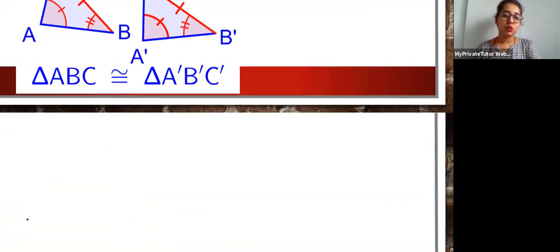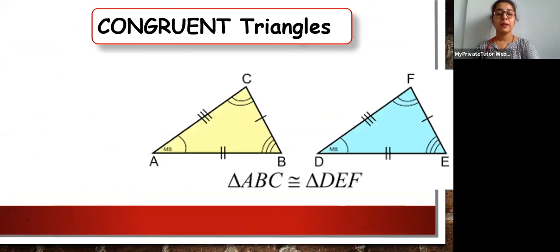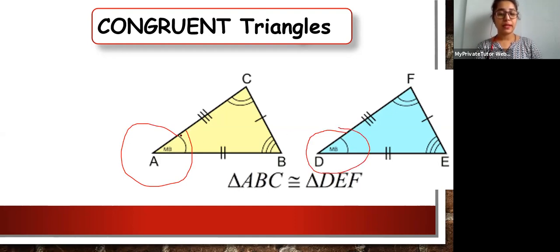So let's talk about congruent triangles. What does congruent triangles mean? We are talking about triangles, so obviously you should know what congruent triangles are. Take triangle ABC and triangle DEF. Again I'll explain: angle A and angle D are the same. By this mark you can identify. For C and F you can see that both of them are the same. If you talk about B and E, both of them are the same.